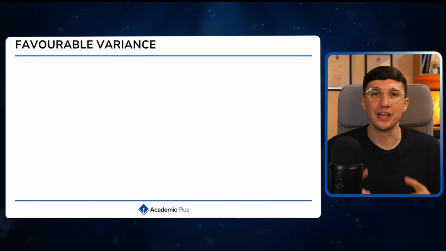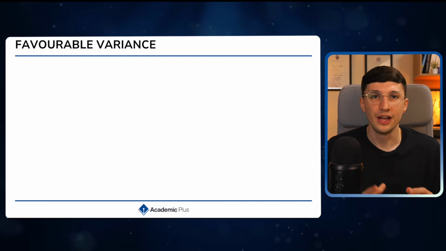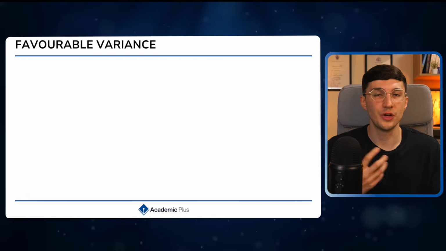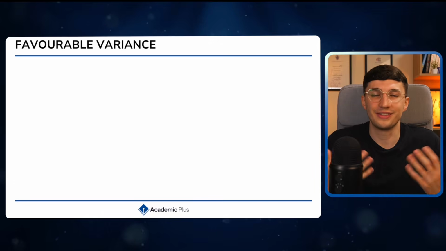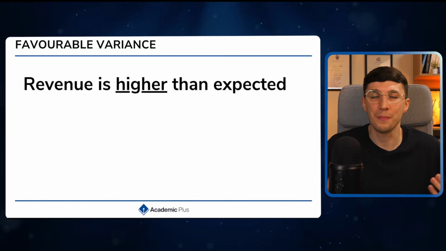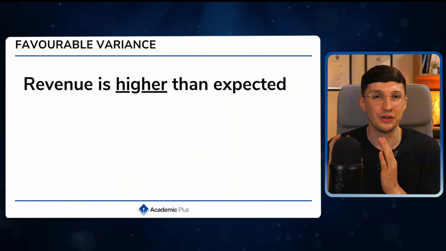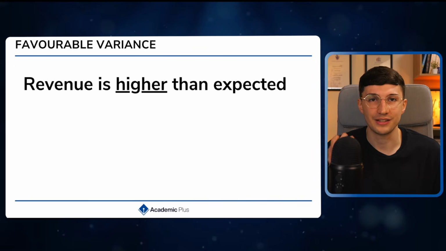Now, as you can imagine, if we've got a favorable variance, then the actual results are better than the original budgeted one. Well, how would a better situation look? Well, of course, you would make more revenue than you actually originally budgeted for, than you actually expected in the first place.